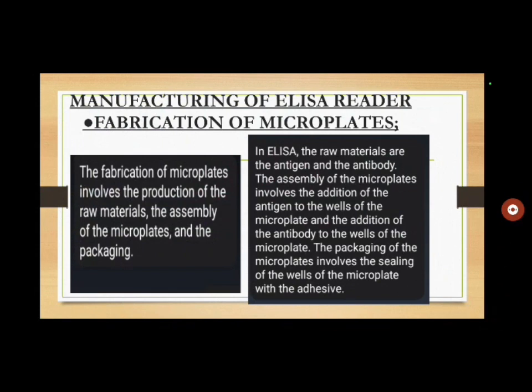Fabrication of microplates. The fabrication of microplates involves the production of raw materials, the assembly of the microplate, and the packaging. In ELISA, the raw materials are the antigen and the antibody. The assembly of the microplates involves the addition of the antigen to the wells of the microplate and the addition of the antibody to the wells of the microplate. The packaging of the microplates involves the sealing of the wells of the microplate with the adhesive.